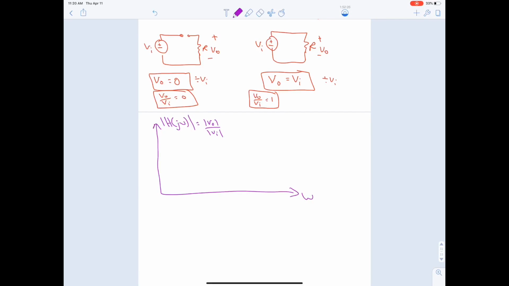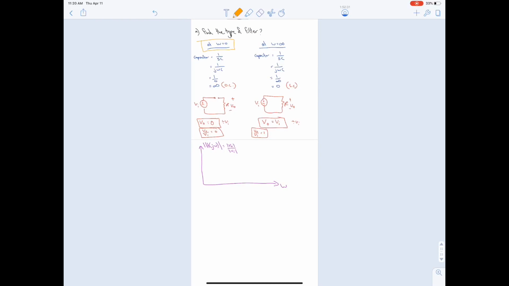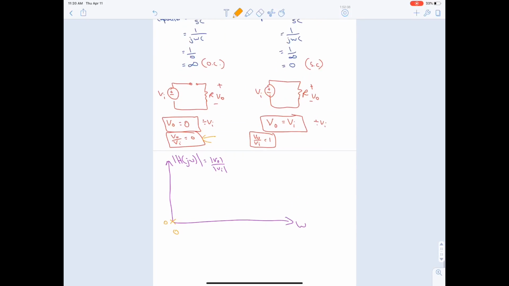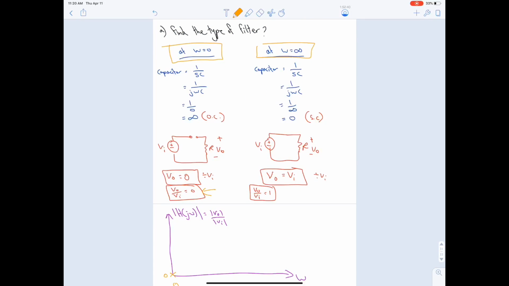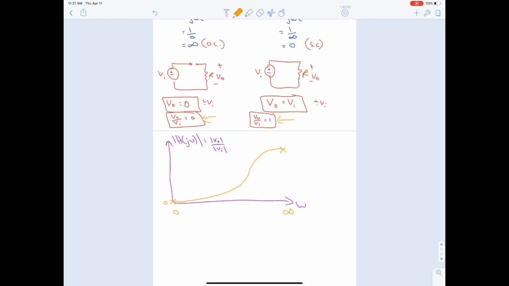Now at omega equal to 0, what was the magnitude? It was 0, right? So here at 0 you will get a 0. Okay, and at omega equal to infinity the magnitude is 1. So at infinity the magnitude is maximum 1. So the only combination this gives us is a high pass filter. Okay, so the answer is high pass filter.